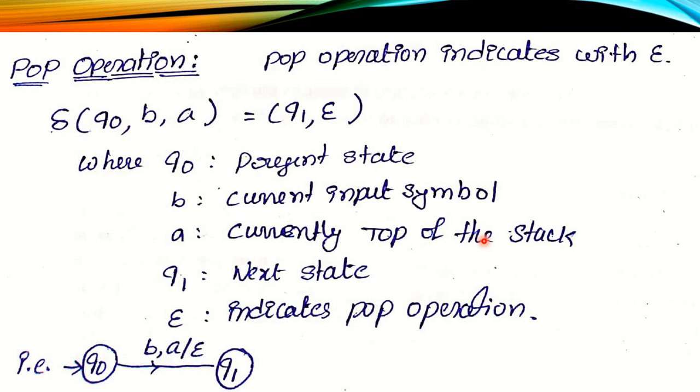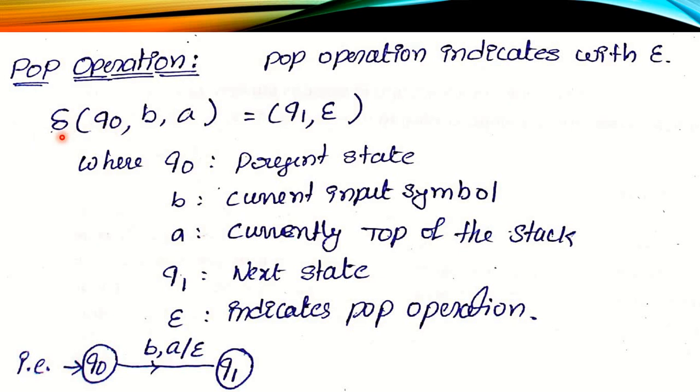Next, we observe how to perform the pop operation, which is also very similar to the push operation. The only variation is the way of representing the pop operation. So here, δ(Q0, B, A) = (Q1, ε).